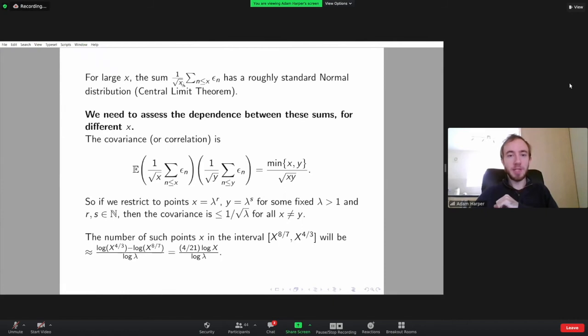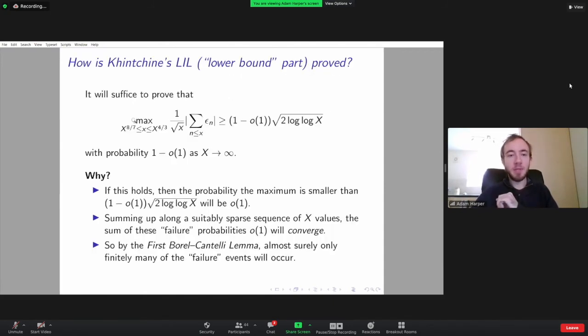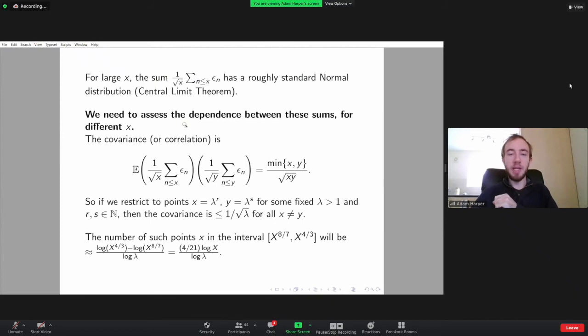So if you just fix an x, this rescaled sum by the central limit theorem has a roughly Gaussian distribution, a roughly normal mean 0, variance 1 distribution. And we know everything about a single Gaussian random variable. But what we have here is the maximum of a bunch of these random variables corresponding to different little x. So we need to understand the relationship between these sums as little x varies up to the endpoint. We need to understand the dependence between these sums.